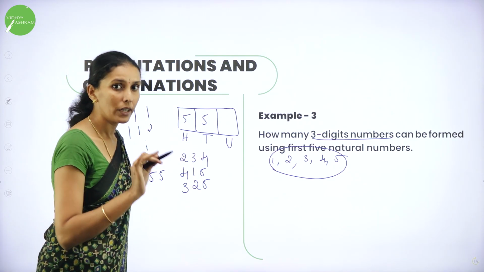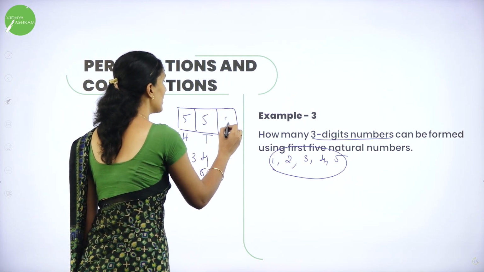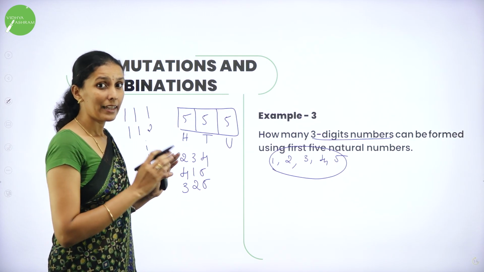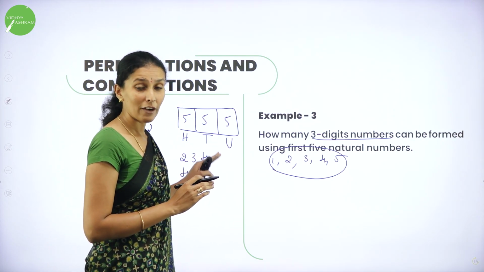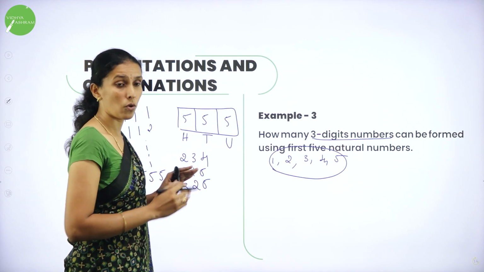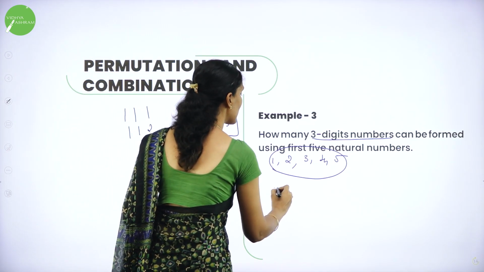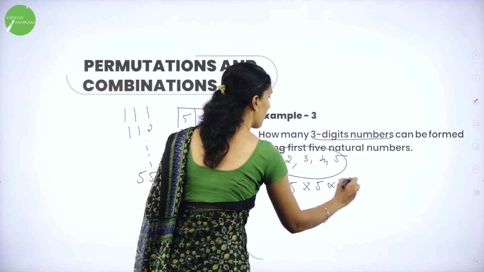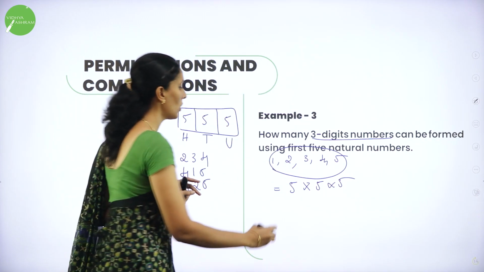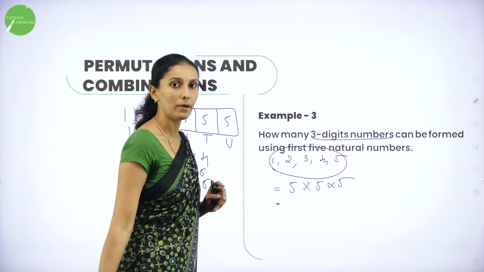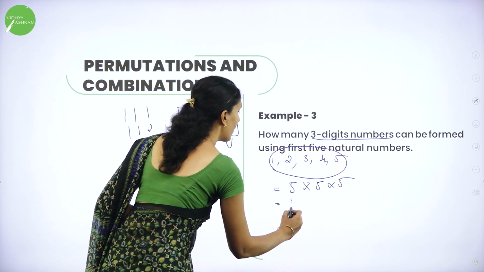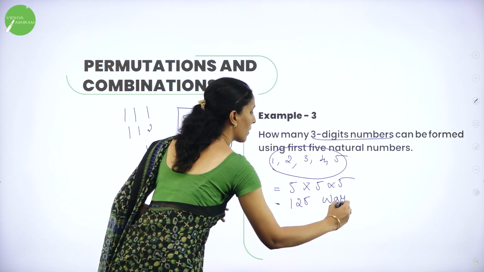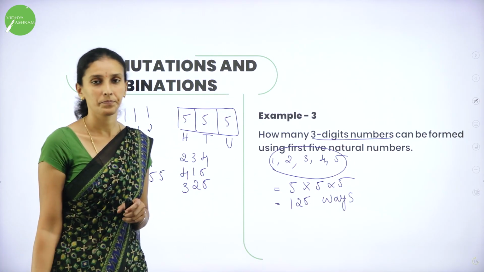In the place of units also, it is similar. So how many arrangements? As I said, they are occurring simultaneously. Therefore, here we are using the product rule. So what does the product rule say? That is 5 into 5 into 5. So totally how many ways can we perform here? That is 125 ways. We say it as ways.